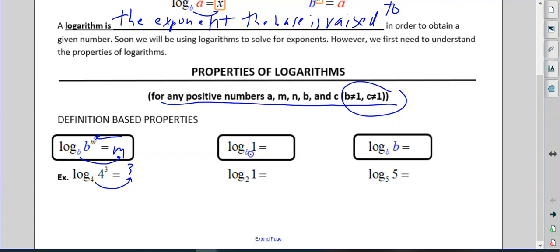B to what power gives you 1? Well, anything to the power of 0 gives you 1. So if this number here is 1, then you know the power is 0. B to what power is b? Well, that's the first power. So 5 to the what is 5? 5 to the 1 is 5.